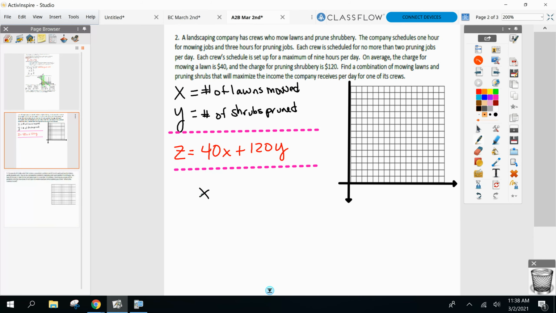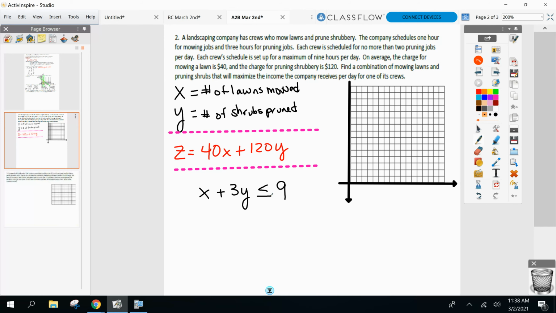So 1x plus, and I like your 3y, because it's 3 hours to do a shrub. Is greater than or equal to 9. Okay. Greater than would mean I can work more than 9. What's it say about the number of hours I can work, Nick? Maximum 9. Max, which means no more, right? Right. So less than or equal to 9. Everybody okay? 1 hour for mowing plus 3 hours for pruning. Can't go over 9.